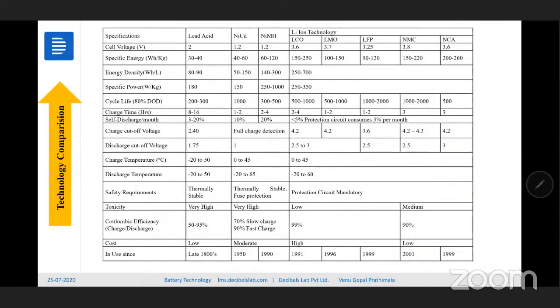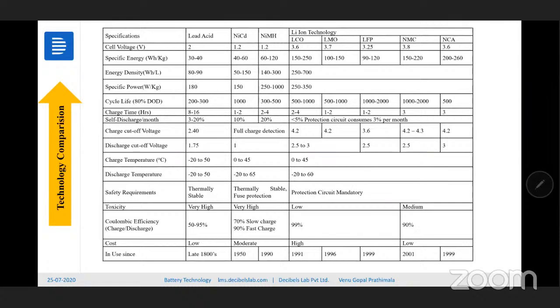So now, by this, we have gone through all the types of calculations: cell voltage, cell capacity, and specific energy calculations. In the previous session, we discussed lead acid technology, nickel cadmium, nickel metal hydride, and lithium ion technology. In this slide, I'm going to explain why we are mainly discussing lithium ion technology. What are the reasons?